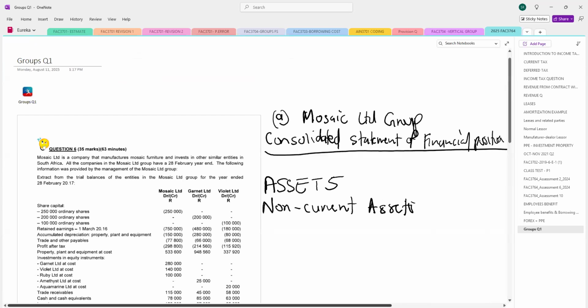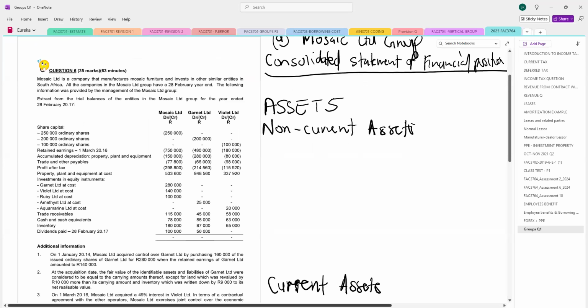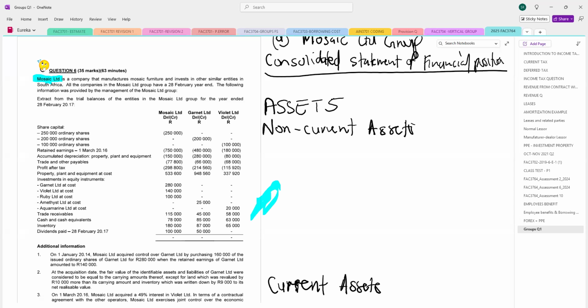Right, it says Mosaic Limited Group, which is the parent company, is a company that manufactures mosaic furniture and invests in other similar entities in South Africa. All companies in the Mosaic Limited Group have a 28 February year end. The following information was provided by the management of Mosaic Limited Group. This is the extract from the trial balances of the entities in the Mosaic Limited Group for the year ended 28 February 2017. So I've got Mosaic, I've got Garnet, and I've got Violet. So there are three companies, right?